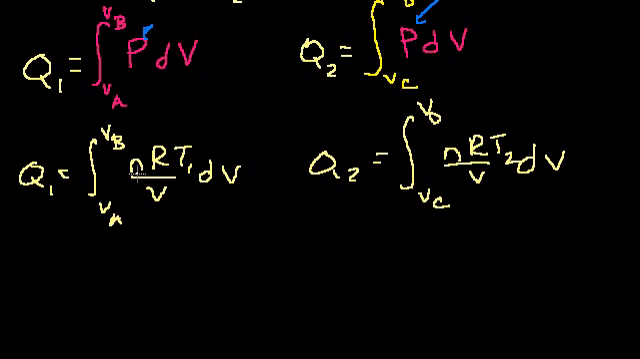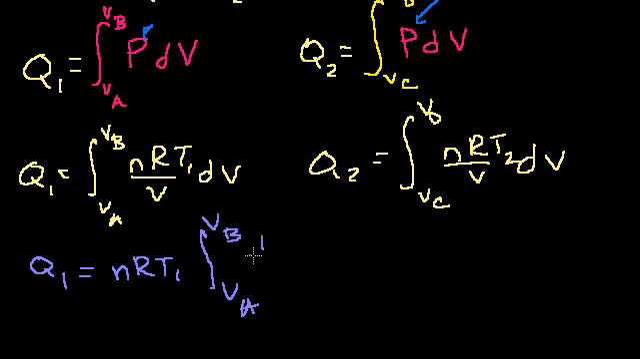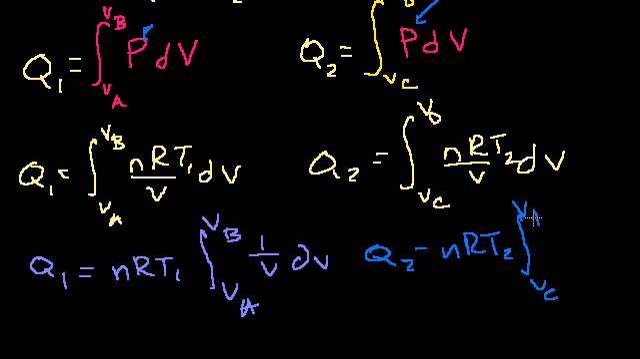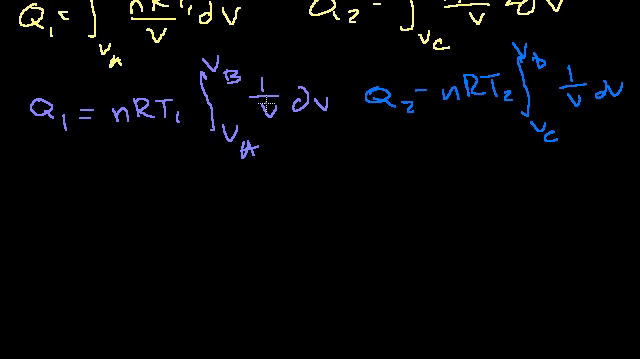Fair enough? So n is constant. R is definitely a constant. n is just the number of moles of gas we have. And then our temperature is also constant, so we can take it out of the integral. So we can rewrite Q1 as nRT1 times the integral from VA to VB of 1 over V dV. And Q2 we can write as nRT2 times the integral from VC to VD of 1 over V dV. All right, now this integral is fairly straightforward to evaluate. The antiderivative of 1 over V is the natural log of V.